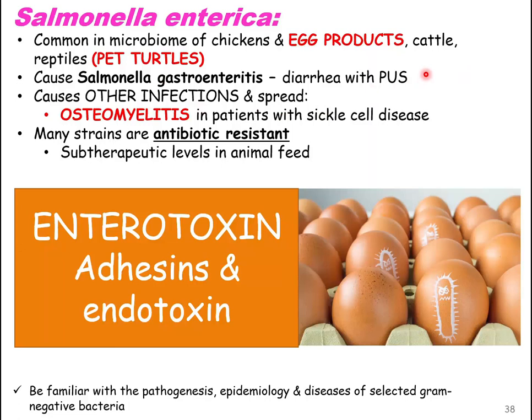Usually, like I said, it's going to be self-limiting. Someone's just going to have diarrhea. They may have some pus. It can spread and cause other infections, particularly if someone is immunocompromised. If someone has sickle cell disease, it can go to the bone marrow, and that causes osteomyelitis.